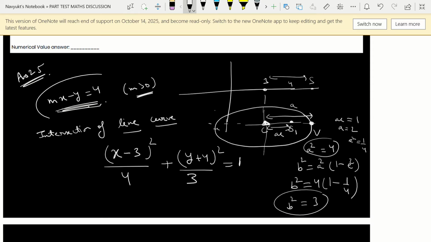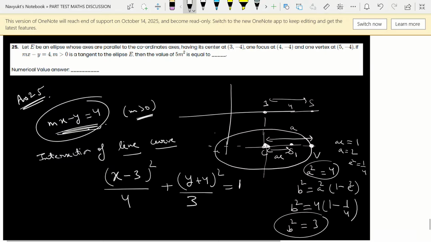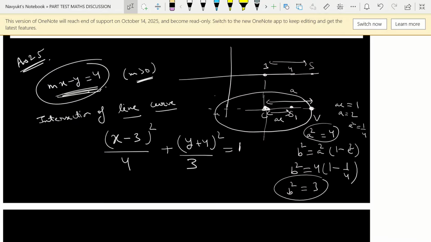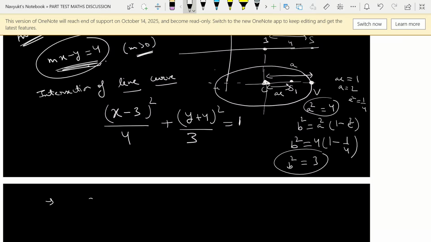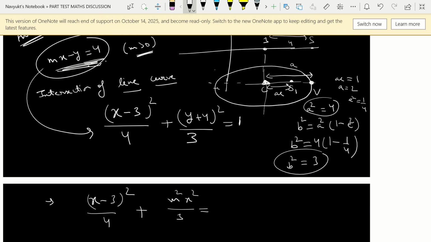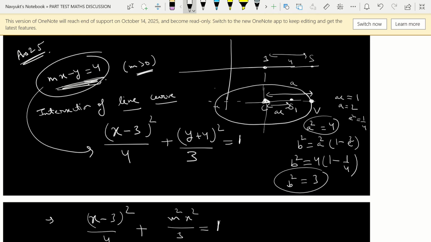Now this line and this ellipse are meeting only at one point. That's the meaning of the line being a tangent. So we'll put the value of y here. You can put any value, but for the sake of simplicity, we can put y plus 4 itself, which is mx, right? From this line, y plus 4 is mx. So (x minus 3) whole square by 4 plus m square x square by 3 equals 1. Now this will give me the intersection points of this line and this ellipse, which should be one.